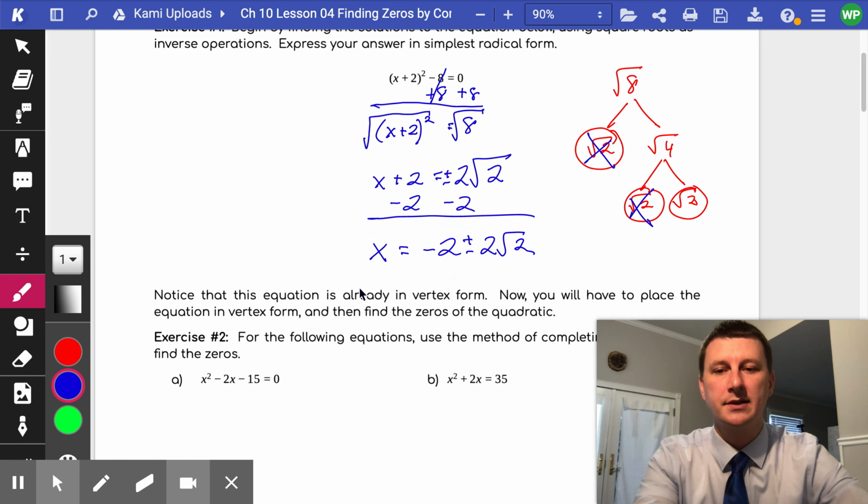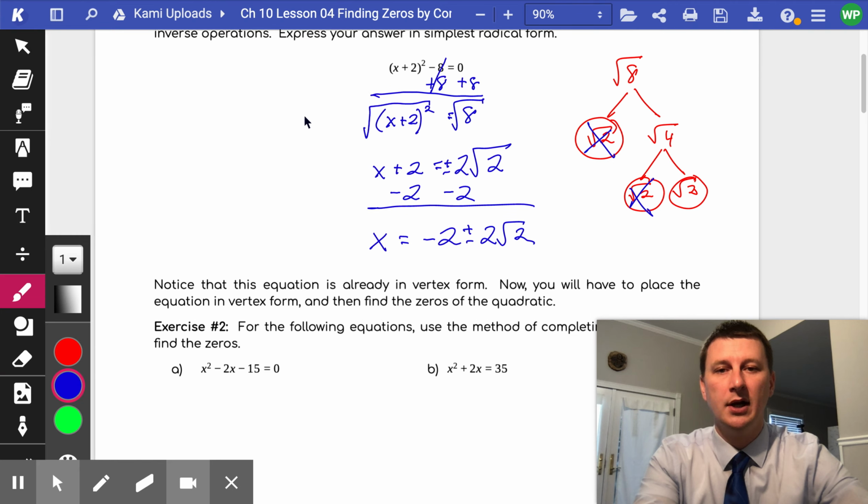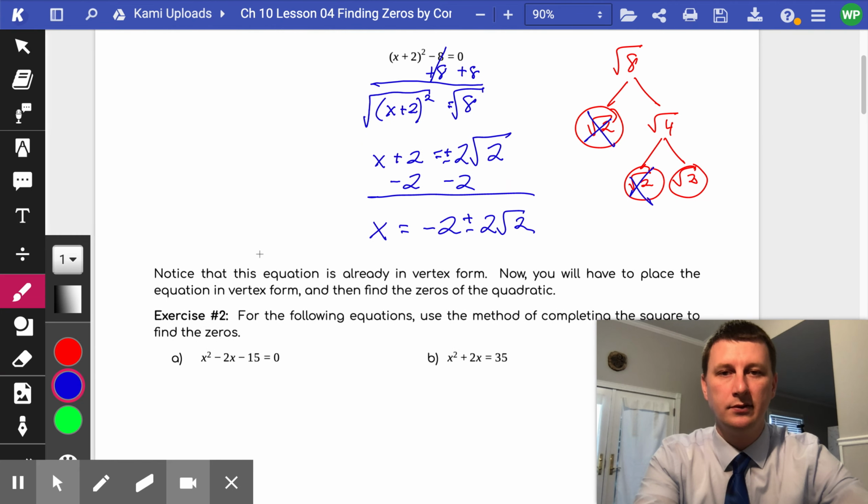So if you notice, it says right at the bottom that this equation was already in vertex form. So this is what we placed in vertex form in lesson 3. Nope, excuse me, in lesson 2. And in lesson 2, we got to this point right here, and now we just solved it. So what we're going to do first in exercises number 2 and so on, we're going to have to put them in vertex form first in order to solve them.